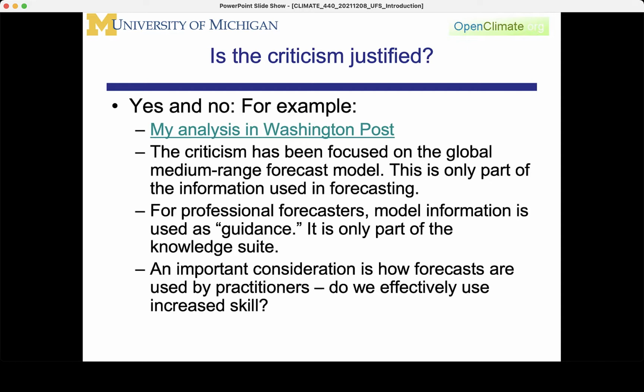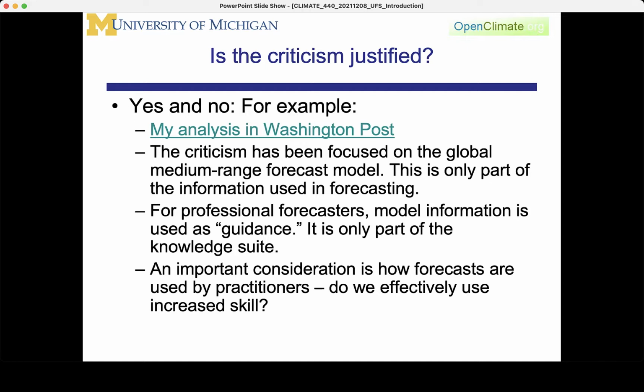Another consideration to think about is that for professional forecasters, model information is used as guidance. It is only part of the knowledge suite. A real professional forecast is not made by somebody just reading what a single model tells you is happening with the storm. Forecasters view the model as guidance.